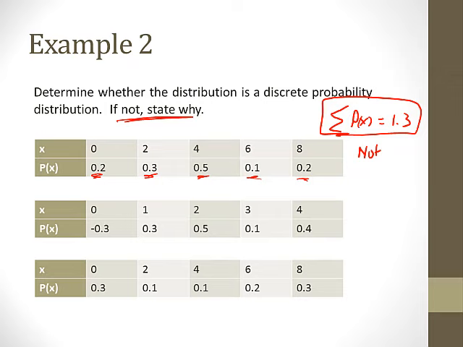Okay, how about the second one? I should have labeled these A, B, and C. How about B? What's the red flag right here? We have a negative probability, so this one is not a distribution, because the probability here is not between 0 and 1. And how about the third one? All these are between 0 and 1 inclusive, and 0.3 plus 0.1 is 0.4, 0.5, 0.6, 0.7, so 1. So yes, it is, because the sum is 1, and each of these is between 0 and 1.